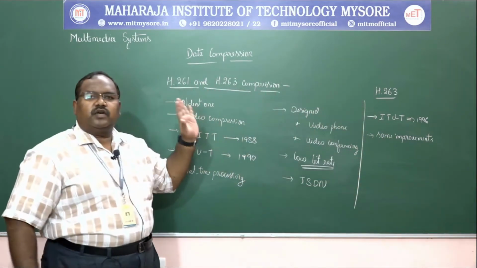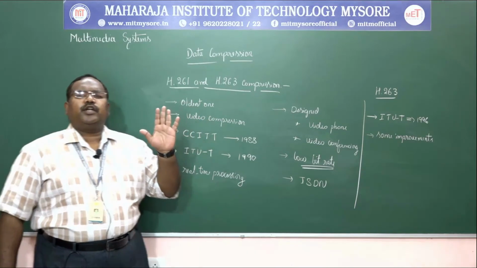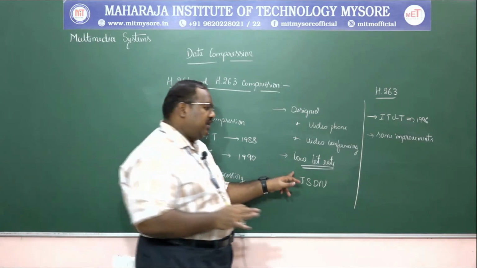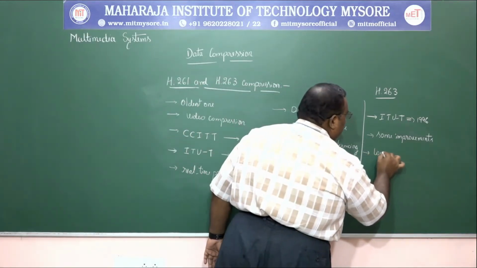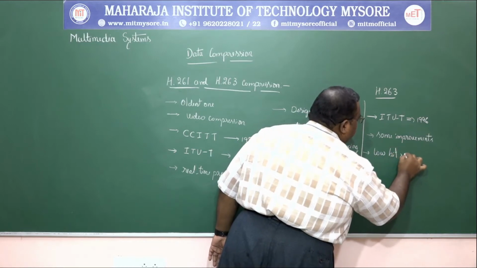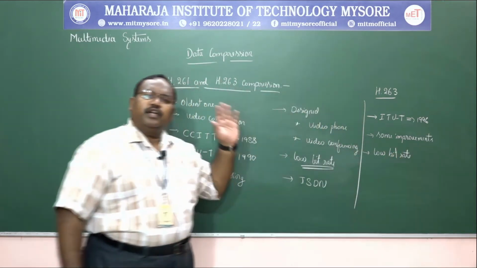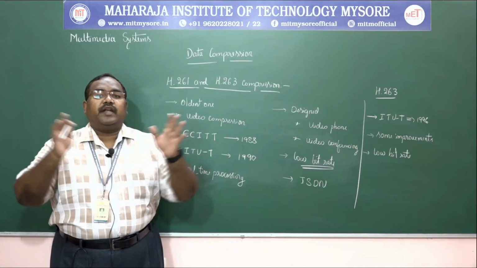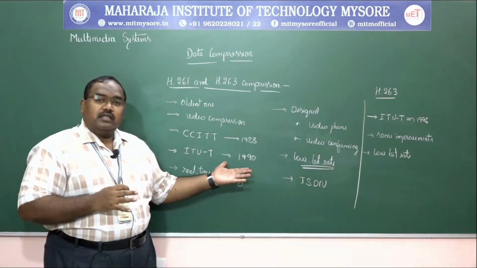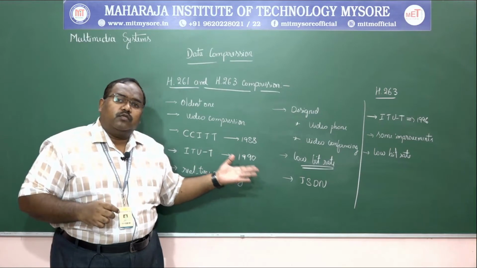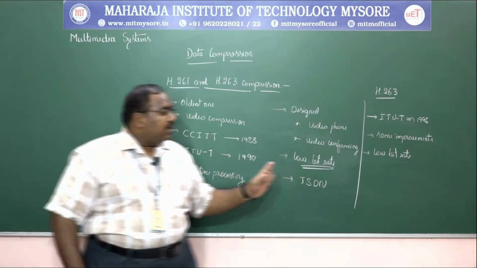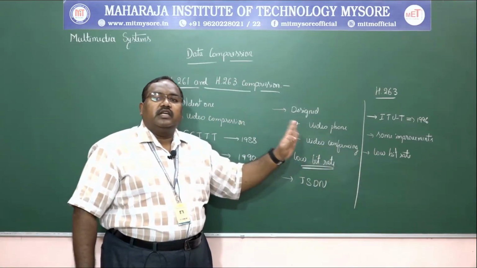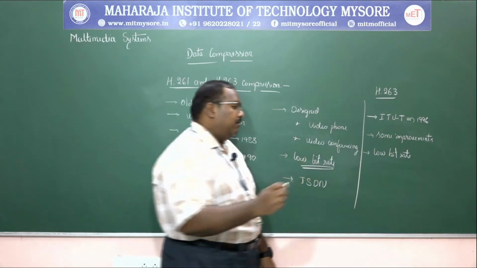Few improvements were associated here, and like H.261, it was designed for low bitrate transmission. Here it's the same, low bitrate transmission, but used for a wide range of bitrates. In H.261 the bitrate transfer was low, but limited to a particular range. But the advantage here, to overcome H.261's limitation, is that it was used for a wide range of bitrates.